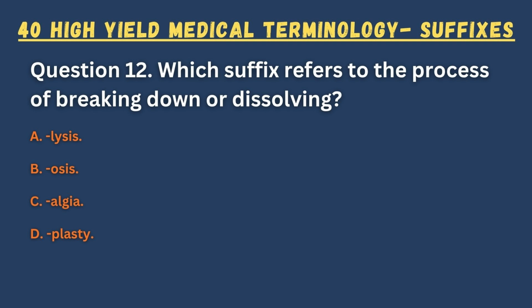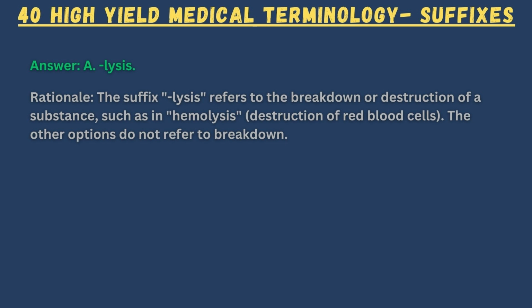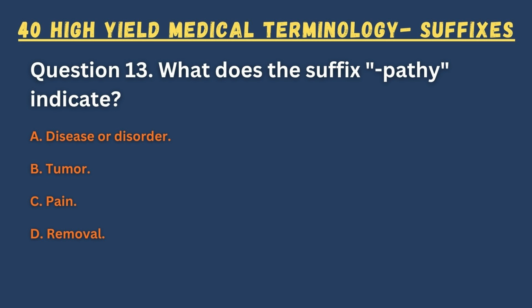Question 12. Which suffix refers to the process of breaking down or dissolving? A. Lysis. B. Ossis. C. Algia. D. Plasty. Answer: A. Lysis. Rationale: the suffix lysis refers to the breakdown or destruction of a substance, such as in hemolysis, destruction of red blood cells. The other options do not refer to breakdown. Question 13.